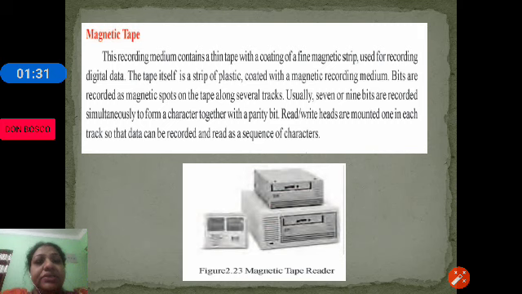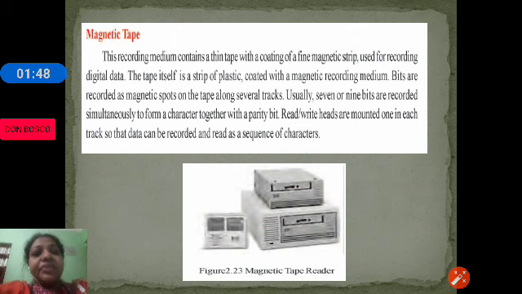Let us start today's topic, that is secondary storage devices. One of the most commonly used secondary storage devices is magnetic tape. Magnetic tape, if you have observed, is like the audio cassettes. Earlier they used audio cassettes to record songs. So magnetic tape is very similar to that.